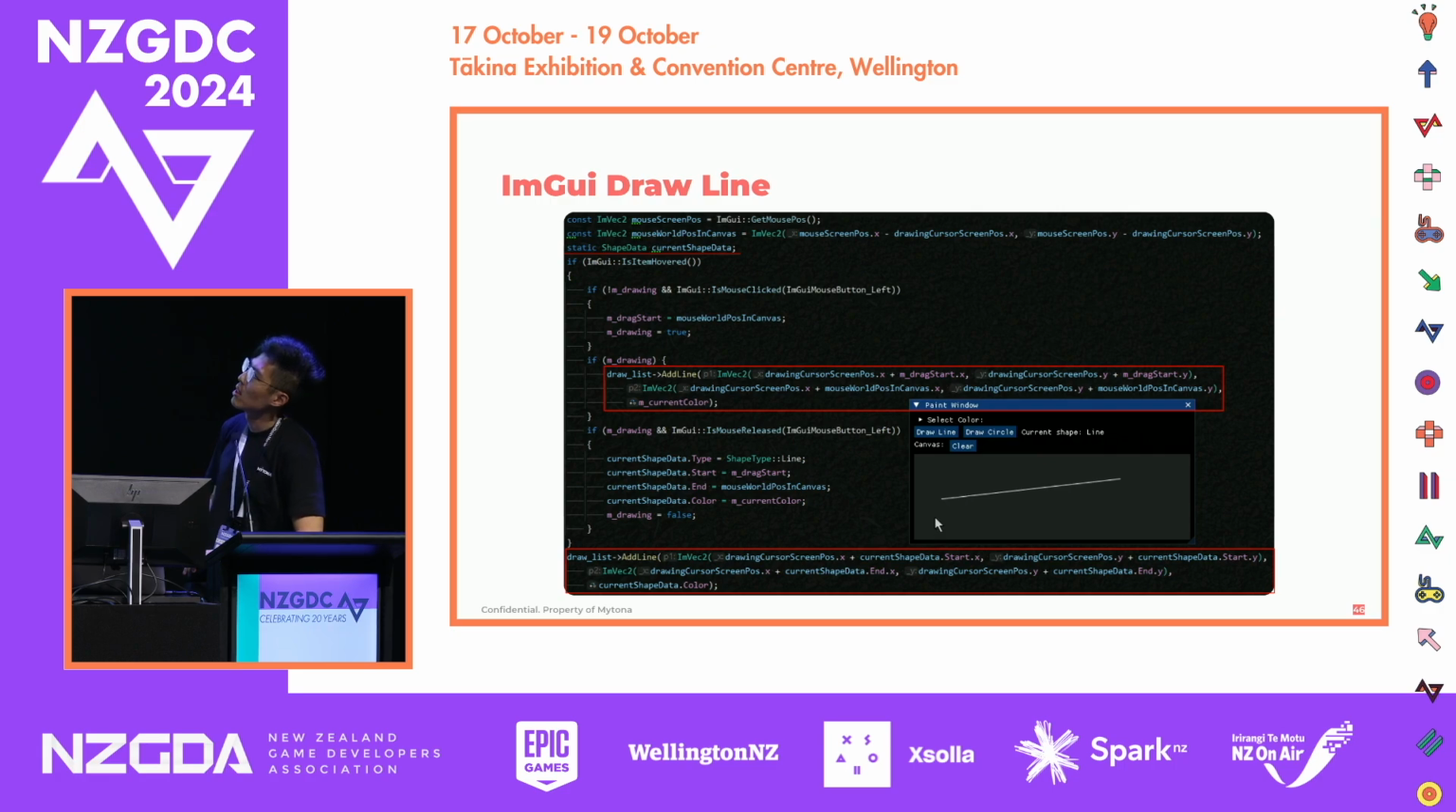Draw lines. How we did it is, if hovered, give me the start position, and if it's drawing, give me a line. A line is drawn like this: you define your start position, the whole thing in screen space, the end position, the whole thing here, and the color. And the rectangle at the bottom here is just to draw the line that you just released. Save it into the variable called current shape data.